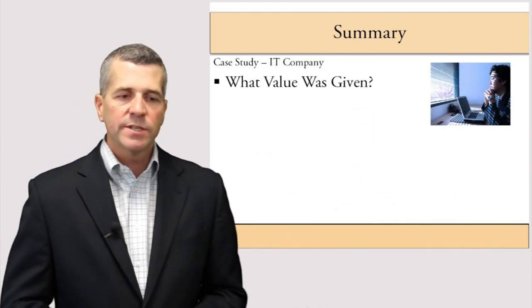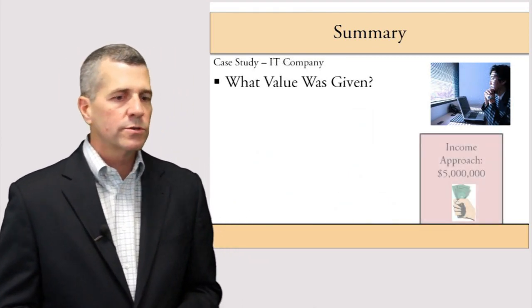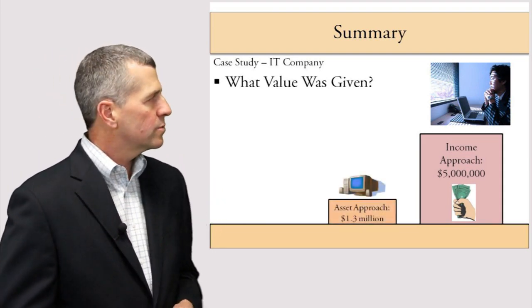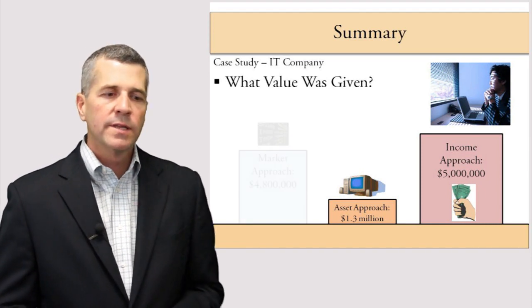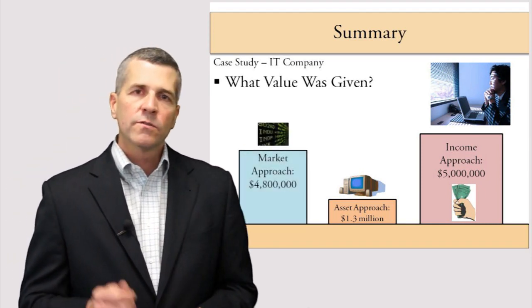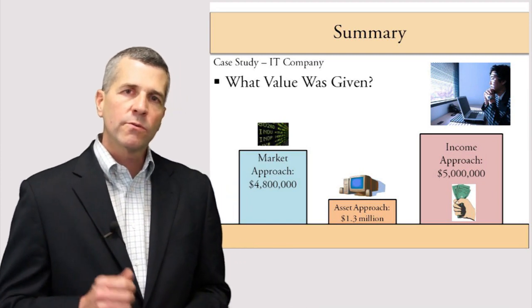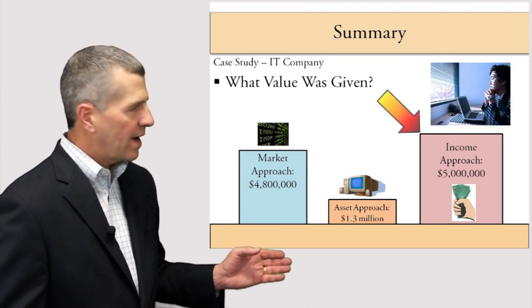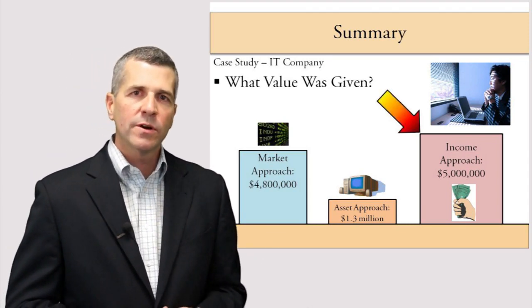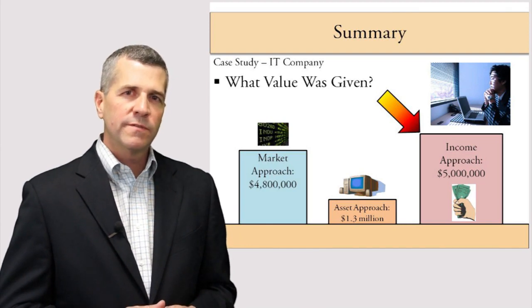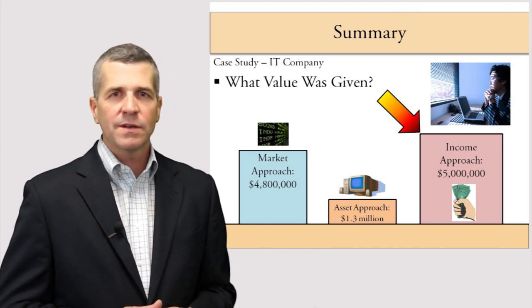Let's go on to the IT company. In the IT company's case, if you'll recall, the income approach, we gave a value of $5 million. The asset approach, we gave a value of $1.3 million. And under the market approach, we gave a value of $4.8 million. So what approach did we use or rely on, and what value did we give it in our report? $5 million under the income approach. The income approach is the most credible source of value. It's the one that the 2% Club focus on.